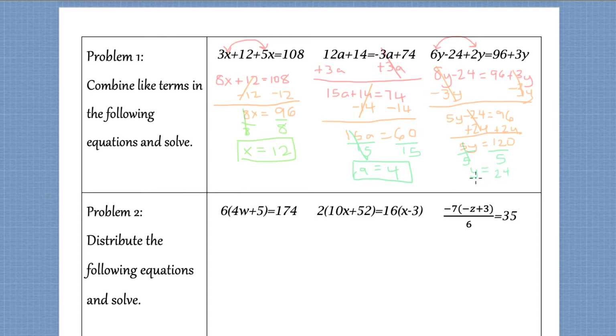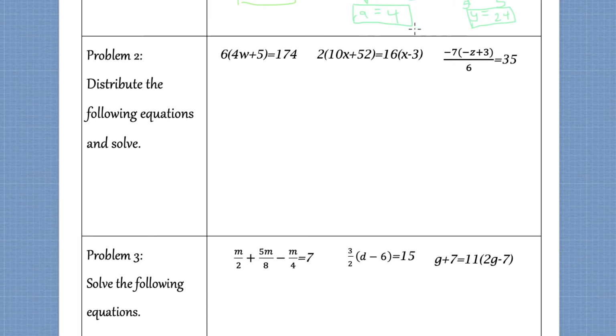And so that is our answer on this one. Let's move on to the next problem. Problem number 2 says distribute the following equations and solve.